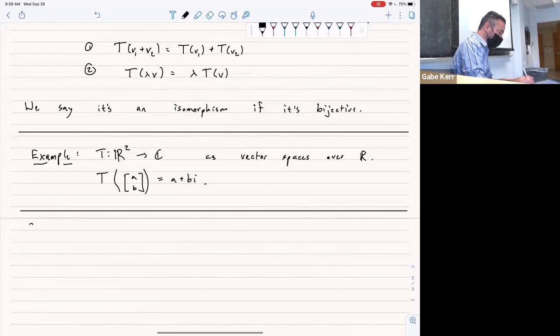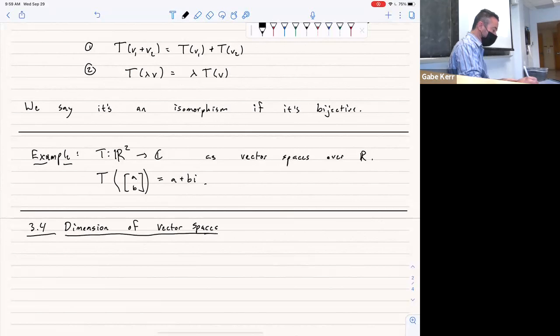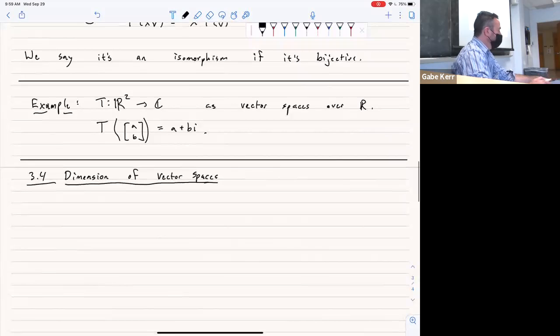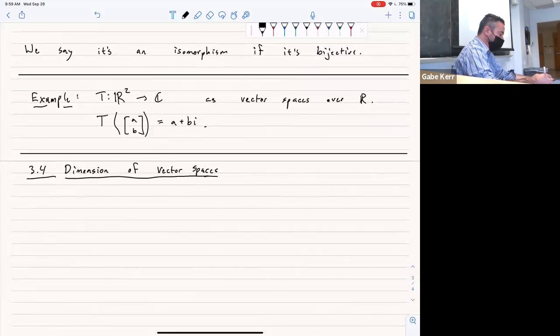So for that, I want to move on to 3.4, and we'll talk about dimensions of vector spaces. There's a set of definitions, which if you've taken linear algebra, you'll have seen many of them before, hopefully all of them. And if you haven't, then we'll learn them now. But they're not too bad. So we're going to fix, for now, a vector space V over a field F.